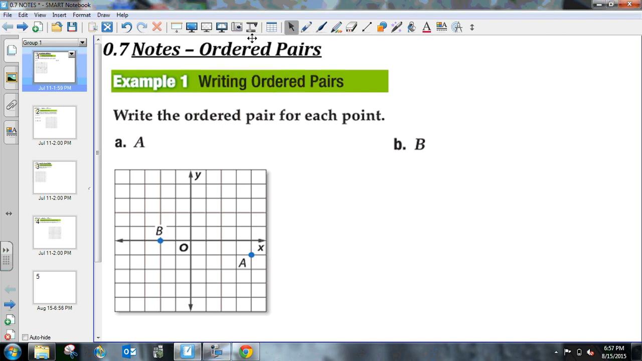Following is a video over 0.7 notes, and this is ordered pairs and graphing. This is a crucial aspect of geometry, as we'll be doing a lot of this. And what it's asking us to do in example 1 is to write the ordered pair for each point.